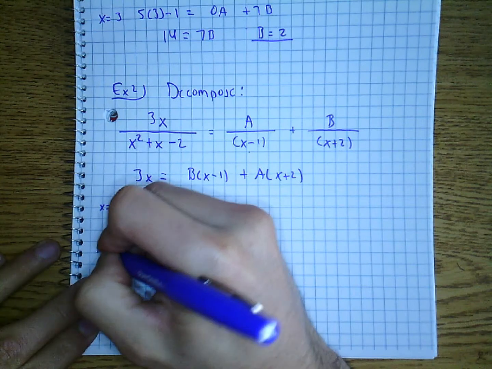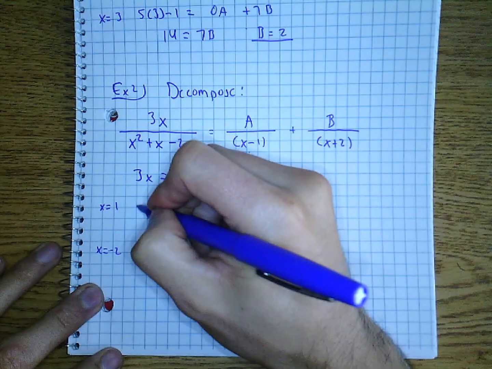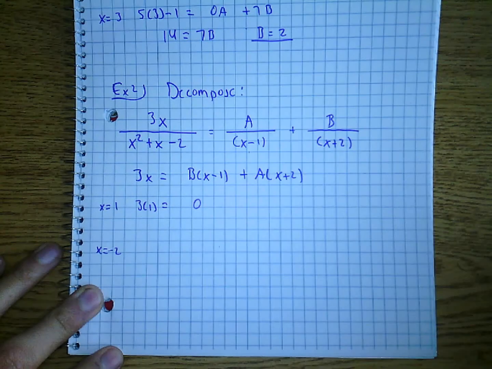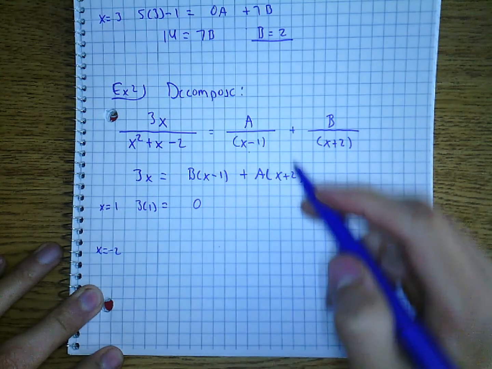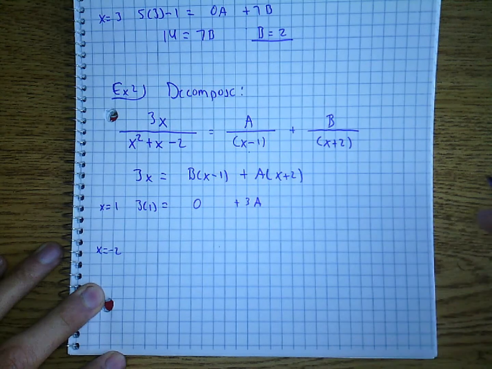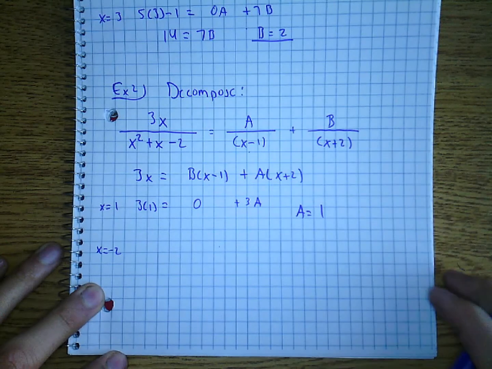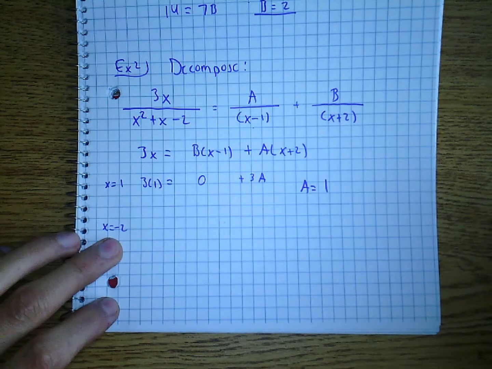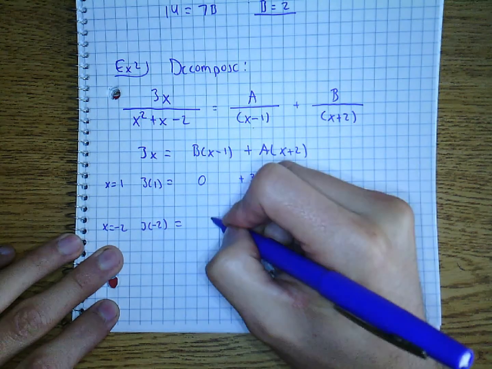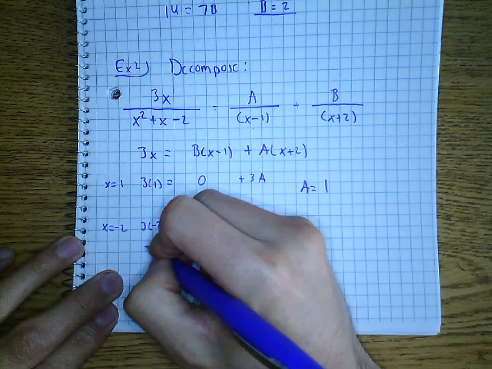So if I plug in 1, that goes to 0. And then if I plug in 1 right here, that gives me a 3a. Cool? So based on that, a is going to be equal to 1. If I plug in negative 2, that's going to give me 3 times negative 2 is equal to negative 3b, and then that's going to go to 0. So that gives me negative 6 is equal to negative 3b, which means that b is equal to positive 2.